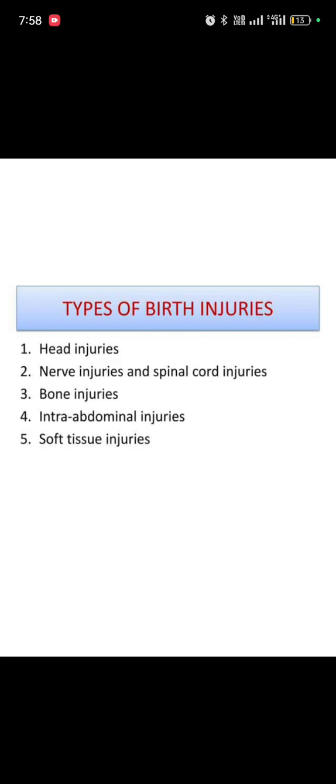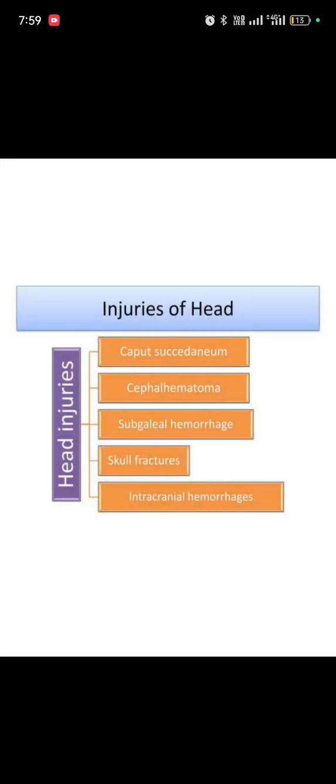What are the types of birth injuries? Types of birth injuries are head injury, nerve injury or spinal cord injuries, bone injuries, intra-abdominal injuries, and soft tissue injuries. These are the types of birth injuries. First one, injuries of the head. In head injuries there are categories like caput succedaneum, cephalohematoma, subgaleal hemorrhage, skull fracture, intracranial hemorrhage. These are the injuries of the head.